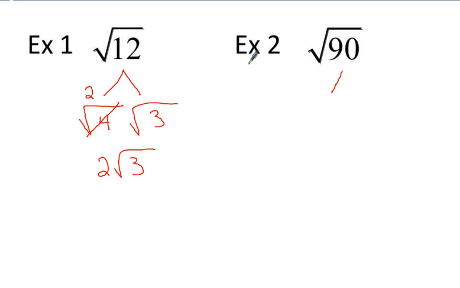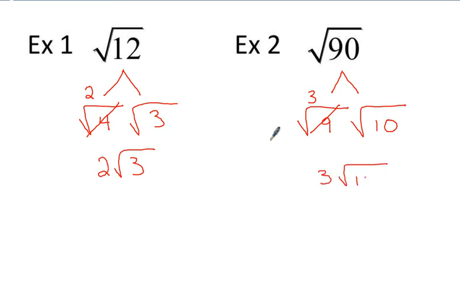For 90, we're going to start by breaking this one down into a nice and a not nice number, a perfect square, and what's left over. The perfect square in this case is going to be the square root of 9. And if you say 9 goes into 90, that would leave you 10 for the other radical. The square root of 9 is going to be 3. And that would be written as 3 square roots of 10.